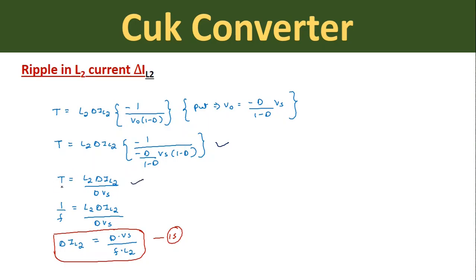Now we will put again T is equal to 1 by F. We will get 1 by F into L2 into del IL2 divided by D into Vs. From here we get del IL2 is equal to D into Vs divided by F into L2. Let this be equation number 15. So this is the final equation of ripple in inductor 2 current del IL2.